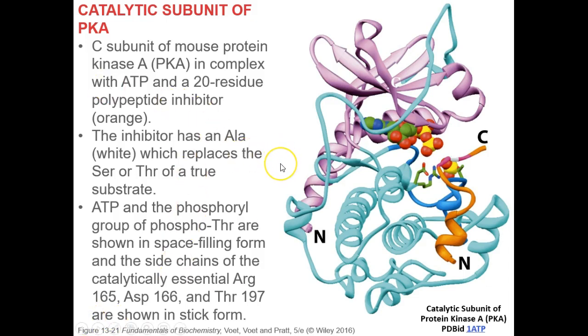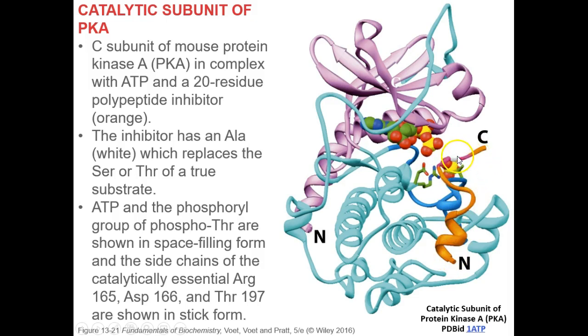So here is a structure of what the catalytic subunit of protein kinase A looks like. This is from our textbook. It shows a ribbon diagram, and the substrate is just shown in this orange ribbon right here. Remember, substrates of protein kinase A are other proteins. So this is just a little protein piece right here, a 20 amino acid peptide.